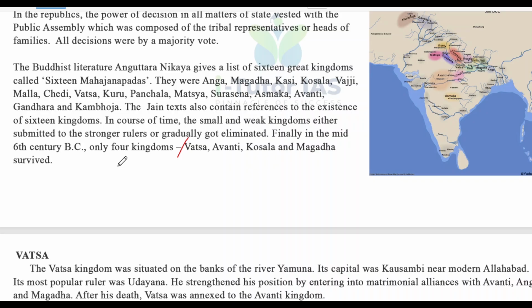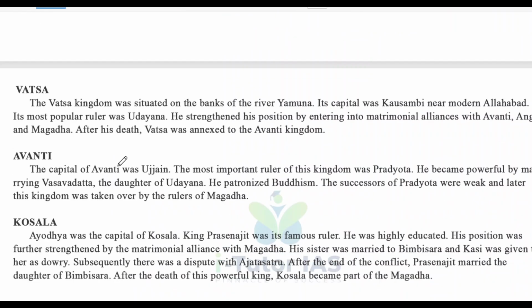Discussing each one, the first one is Vatsa. The Vatsa kingdom was situated on the bank of the river Yamuna, and its capital was Kosambi, near modern Allahabad, and its most popular ruler was Udayana. He strengthened his position by entering into matrimonial alliances with Avanti, Anga, and Magadha. After his death, Vatsa was annexed to the Avanti kingdom.